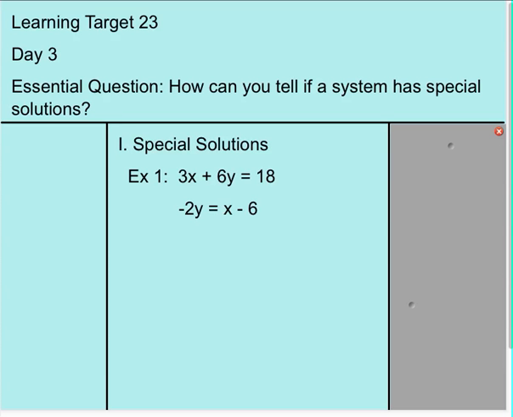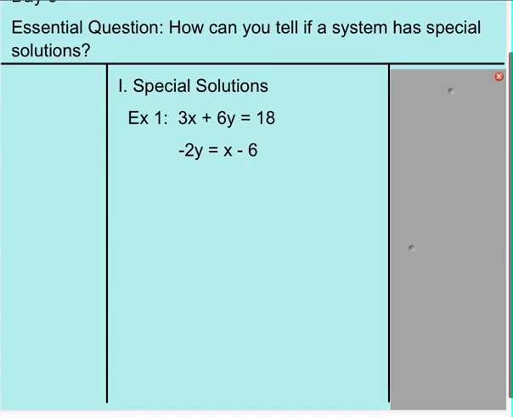So for today's lesson, we are still practicing solving by substitution, but we're going to be looking for special solutions. So remember when we looked at the graphs of systems, sometimes we had one line and there was an infinite number of solutions. Sometimes we had parallel lines and there was no solution. So far, all of the systems we've solved by substitution have had one solution. So we're going to find the other two types of solutions today.